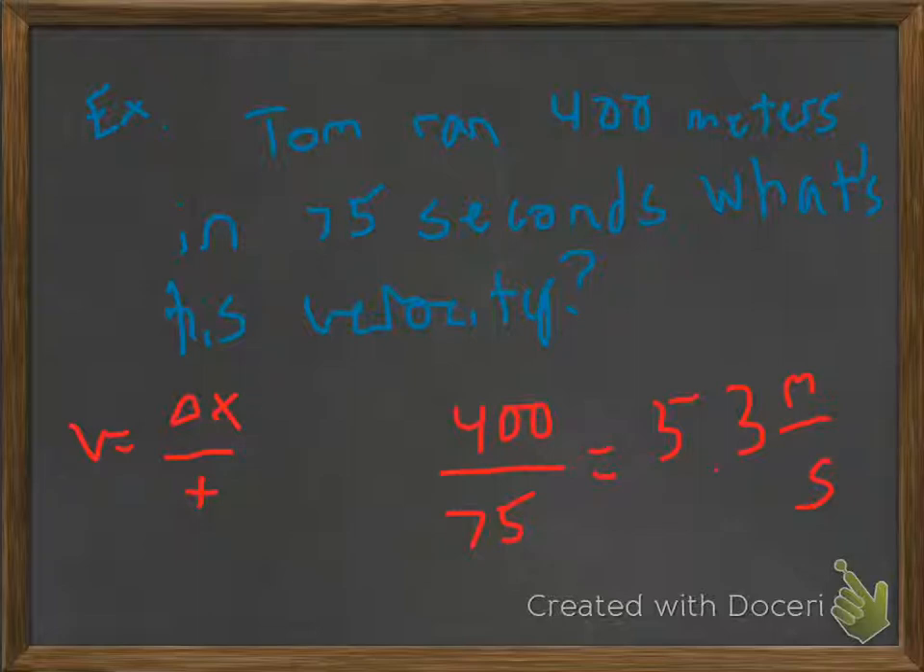Here's one. Tom ran 400 meters in 75 seconds. What's his velocity? First, we should write our equation, which is velocity equals delta x over t. And then we'll plug in what we know from the word problem into the equation. So we know what delta x is, which would be 400 meters, since Tom ran 400 meters in the x direction, and we would divide that by the time it took him, which was 75 seconds. Then we would divide that out and find that his average velocity would be 5.3 meters per second.